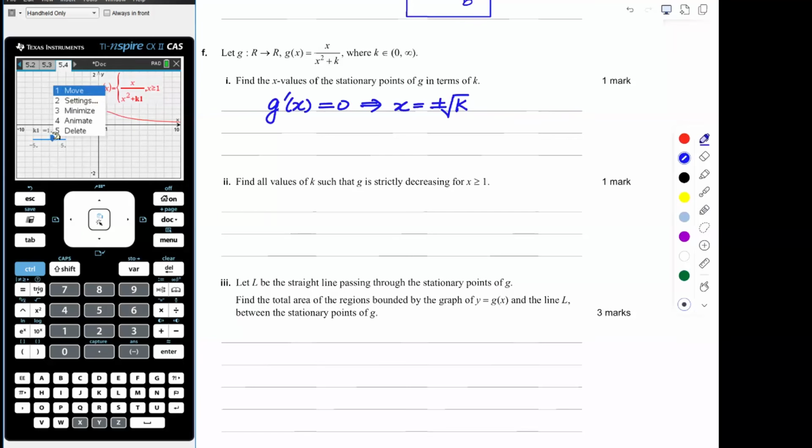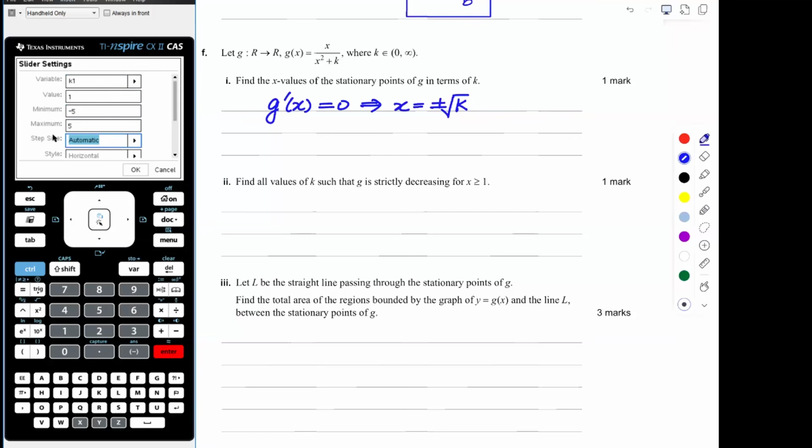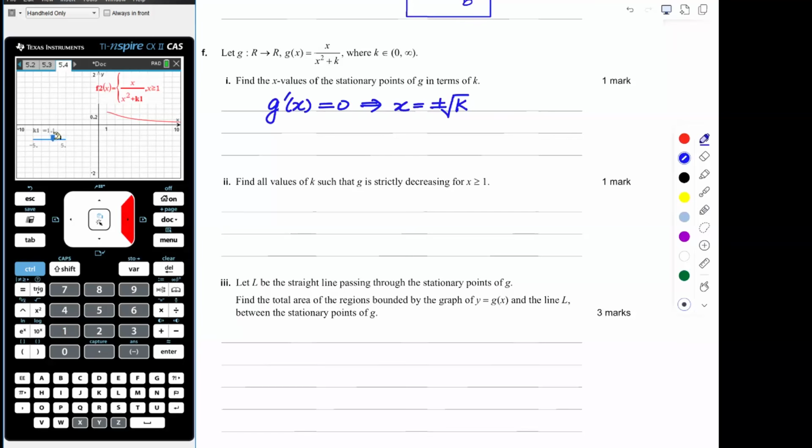So if you try some smaller values of k, you can see when k is less than 1, there is no turning point within this subset of the domain. Okay, so I think the k value has to be, first, greater than 0. Second, less than or equal to 1. Or you could say the square root of k is less than or equal to 1. Okay.